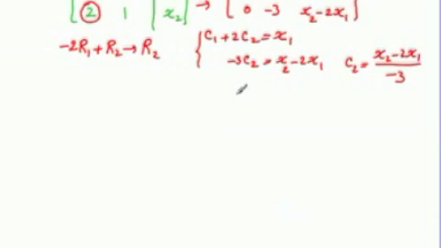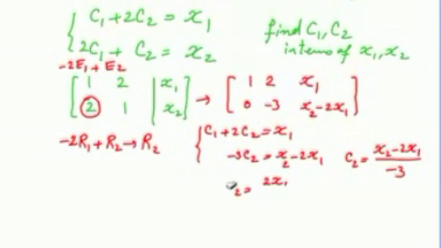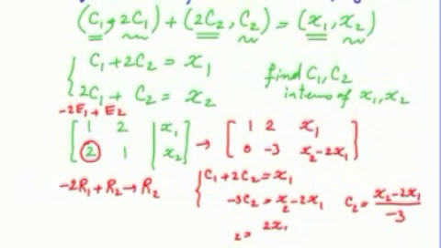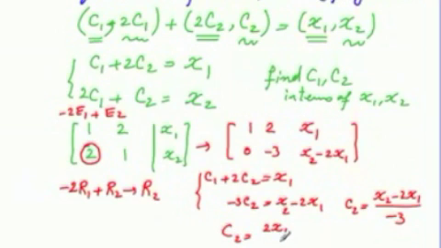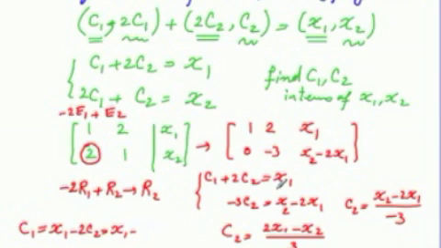Let's write it a little bit nicer perhaps. C2 multiplied by minus 2x1. Excuse me. Is that right? How do I get C1? Well, that's going to be x1 minus 2c2. So that's going to be x1 minus 2 times C2, which is this.